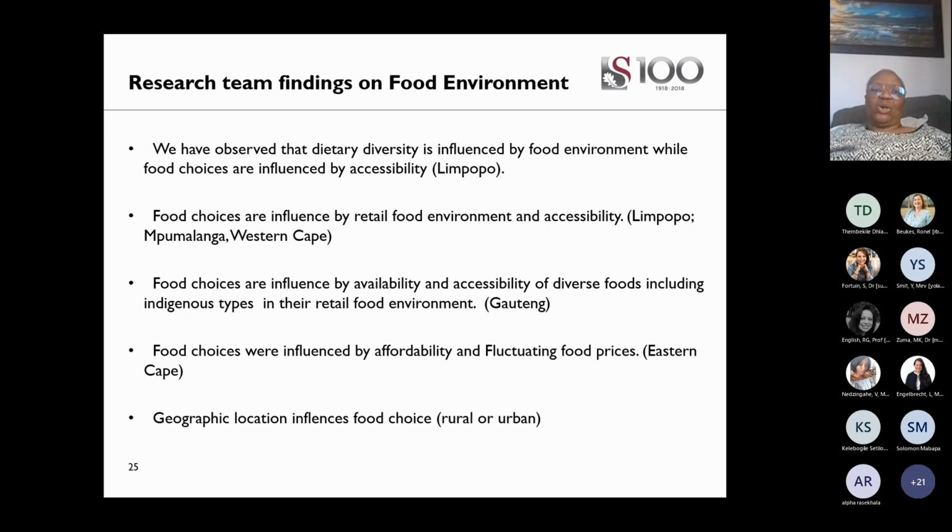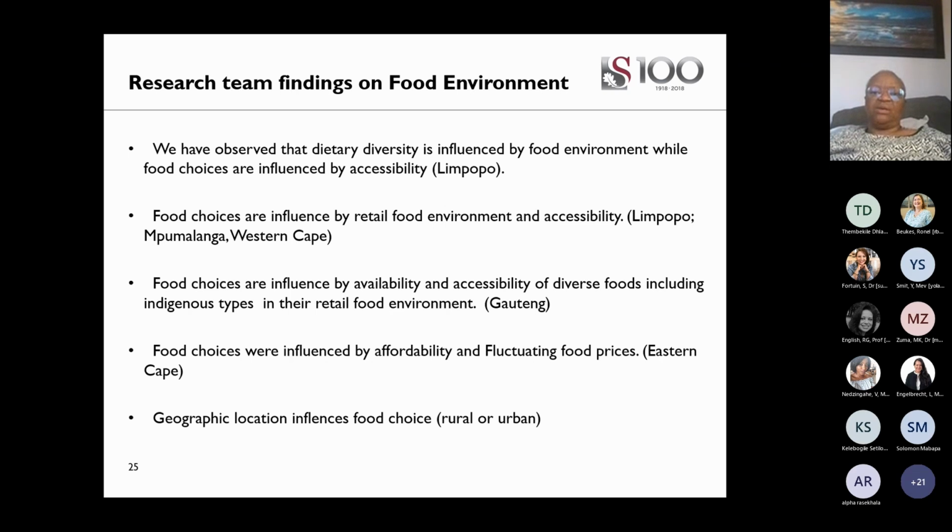My research team, also the chair team, we have done different studies. We have observed similar findings. Dietary diversity always comes out low, and we have seen that is influenced by the local food environment because people choose to buy what is available. We have also observed that the retail food environment and access influences what people choose to buy.